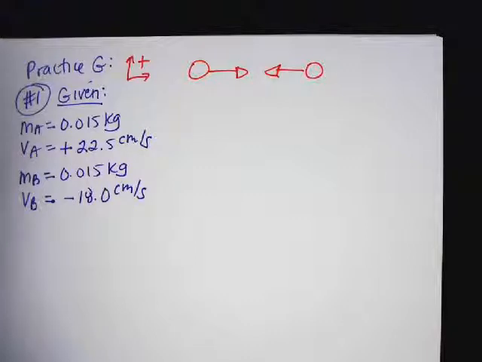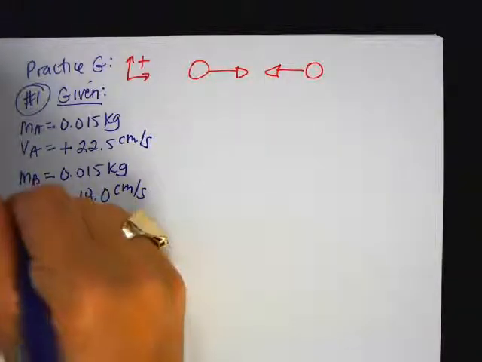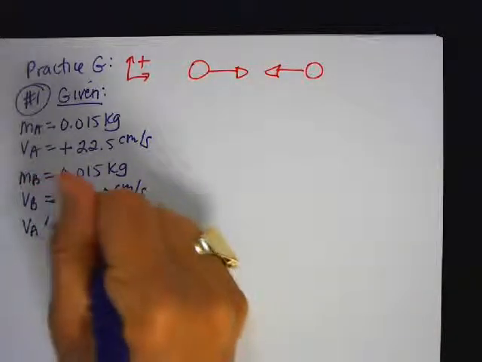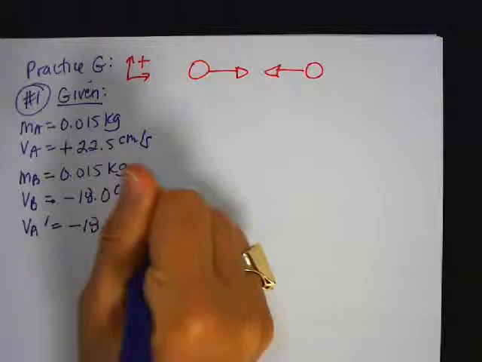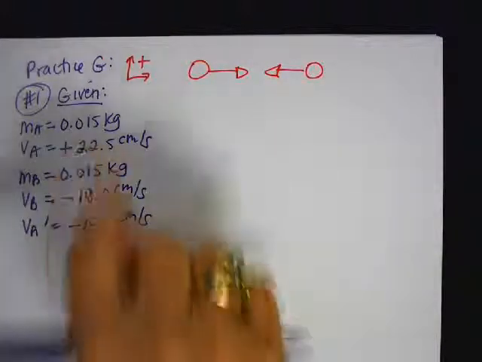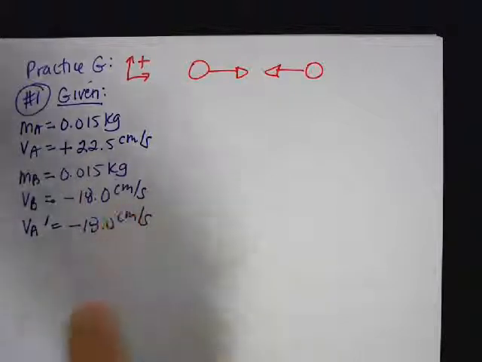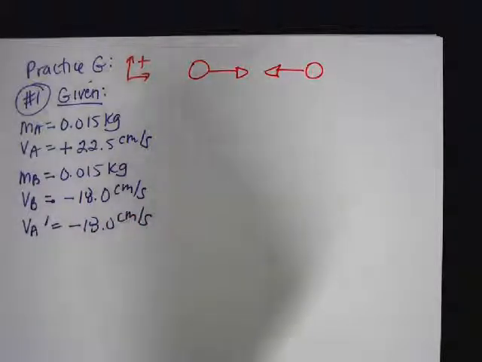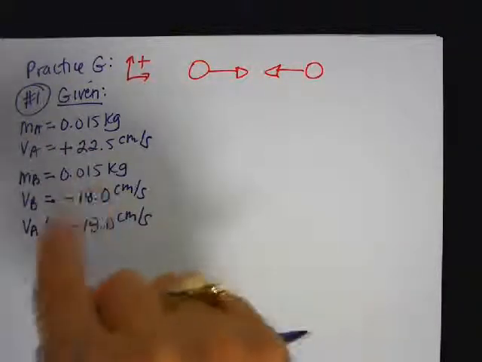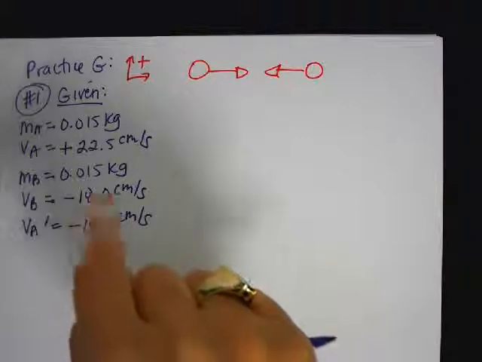After the collision, the first marble moves to the left. So after the collision, VA prime is equal to negative 18 centimeters per second. Now these have the same mass, and because this is 18, I can pretty much already figure out what the answer is without doing it mathematically. But we're not going to always have problems where the values are the same. But let's go ahead and do this.